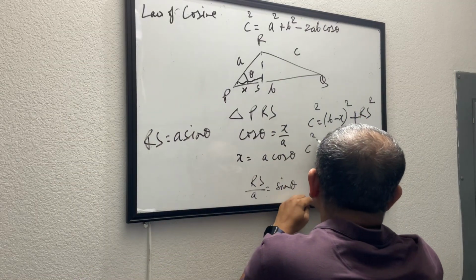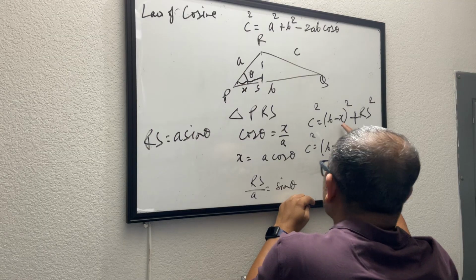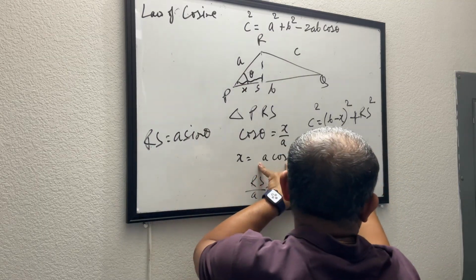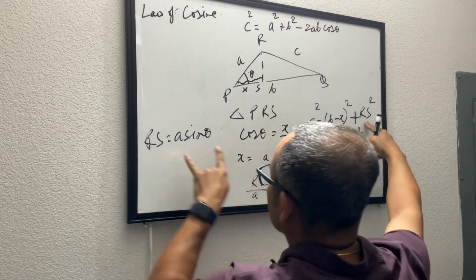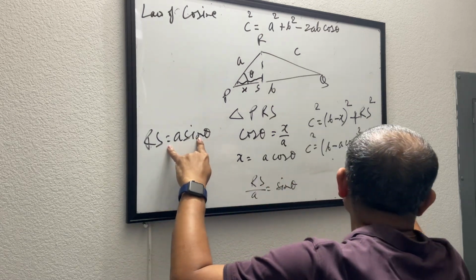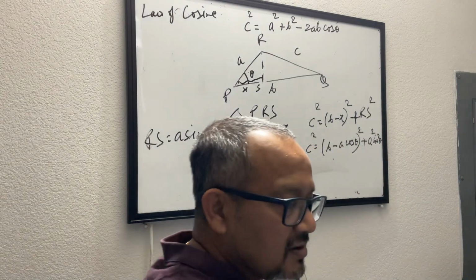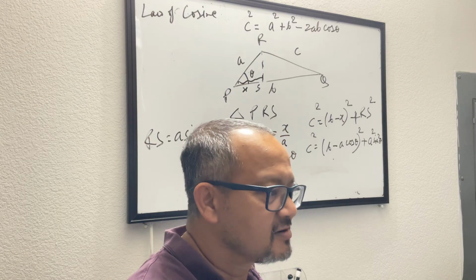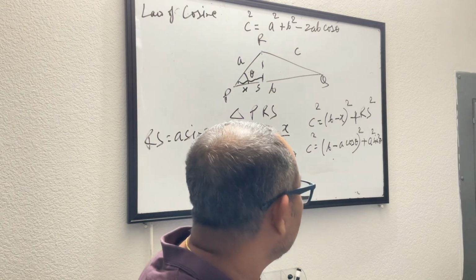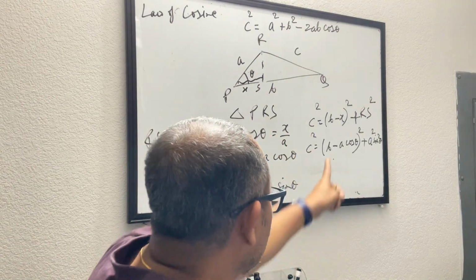So we'll plug in those values here. So c squared equals b minus x squared. So b minus x is b minus A cos theta, squared, plus RS is A sine theta, so RS squared will be A squared sine squared theta. Am I doing okay so far? Okay. Now let's break it down.